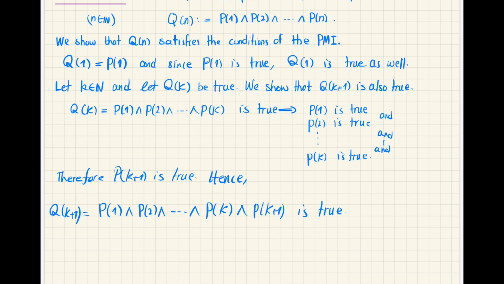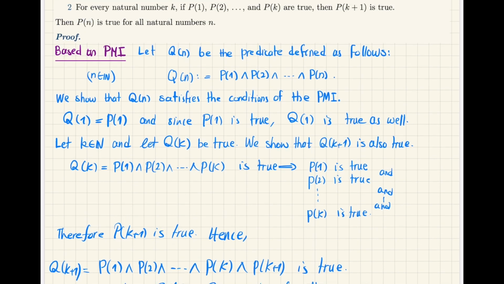So I would say, thus, based on the principle of mathematical induction, Q of n is true for all n in N. But my goal was not to show that Q of n is true for all n. You see, my goal is to show that P of n is true for all natural numbers n. This part of the proof I will do by contradiction, proof by contradiction.